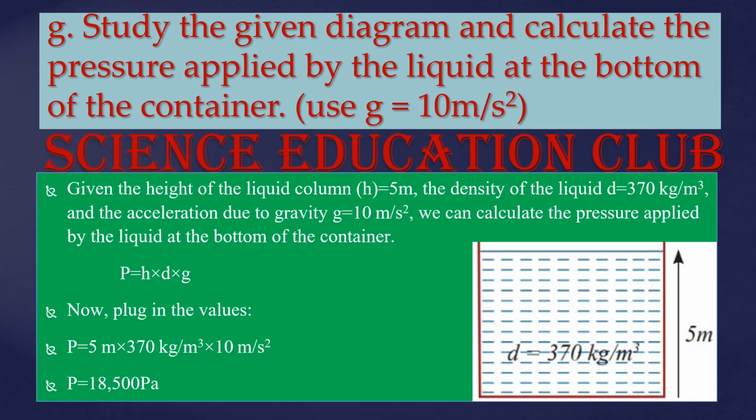Study the given diagram and calculate the pressure applied by the liquid at the bottom of the container. Use g equals 10 meter per second square. Here we use the formula P equals SdG and calculate pressure equals 18,500 Pascals.